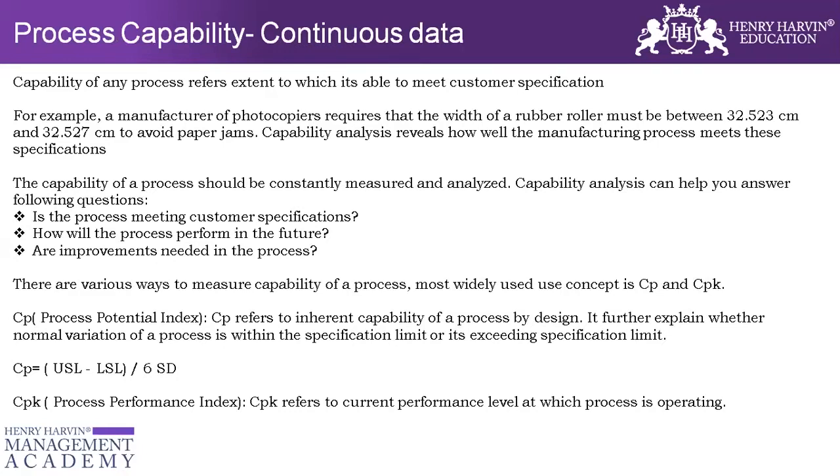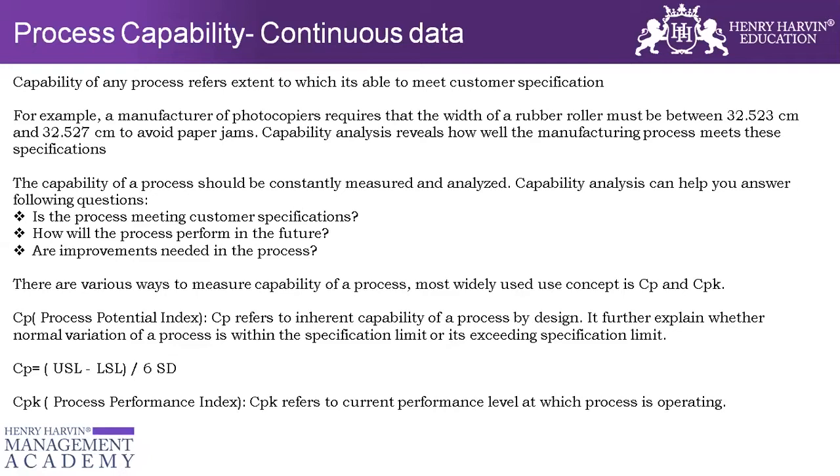Now, there is a process capability matrix. Likewise in discrete data, we have calculated DPMO, DPO, DPU, right? But in case of continuous data, you will not calculate DPO, DPU, DPMO. You will calculate Cp, which we are going to talk about now, and Cp is referred to as process capability.